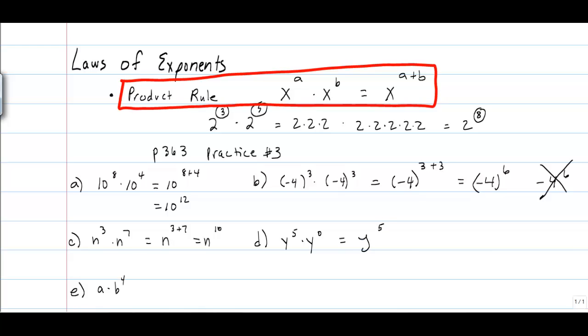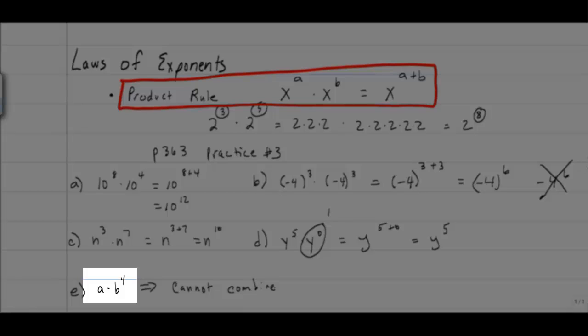This one's trying to trick you by throwing a 0 in there, but remember 5 plus 0 is still just 5. And if you remember that y to the 0 power was just equal to the number 1, that's another way of looking at it. Question E, though, you cannot combine. And why? Well, because the bases don't match.